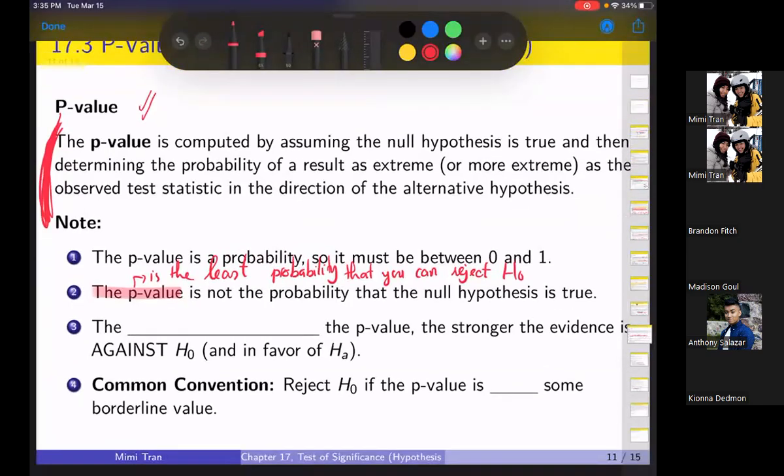All right. The smaller the p-value, the stronger the evidence against H naught. Remember, the p-value is the error that you convict people, right? If the error is small, no, the p-value is the error that the person is innocent. If the error is small, the smaller the better, right? You have stronger evidence to convict that person.